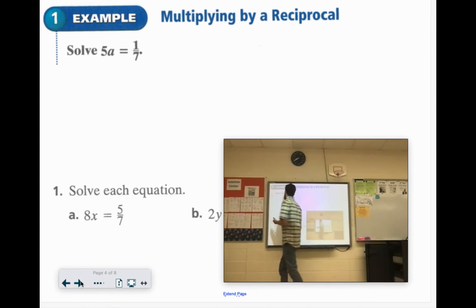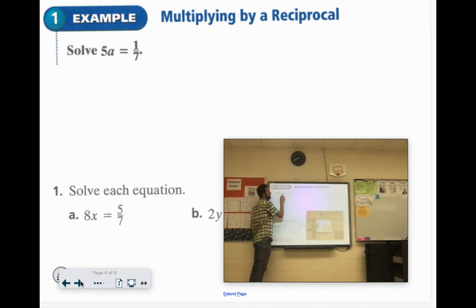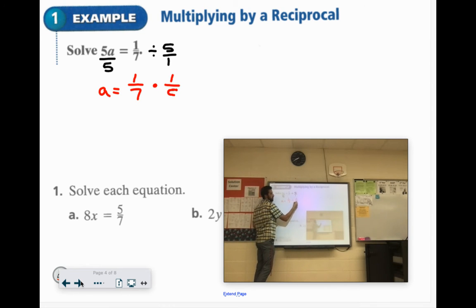5a means 5 times a. So to get rid of it, we'd have to divide by 5. But we're doing fraction stuff. So 5 is a fraction. It's just 5 over 1. So we're doing 1/7 divided by 5 over 1. Division of fractions, you keep the first fraction, you change it to multiplication, and you use the reciprocal of the second fraction. So dividing by 5 is the same thing as multiplying by 1 over 5. So now 1 times 1 is 1. 7 times 5 is 35.